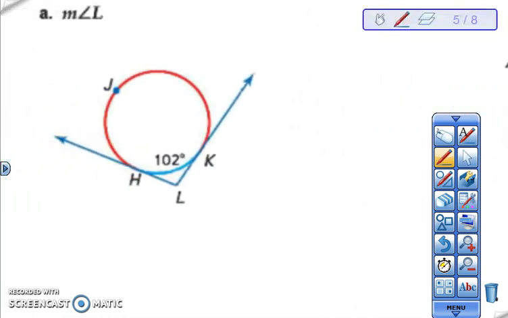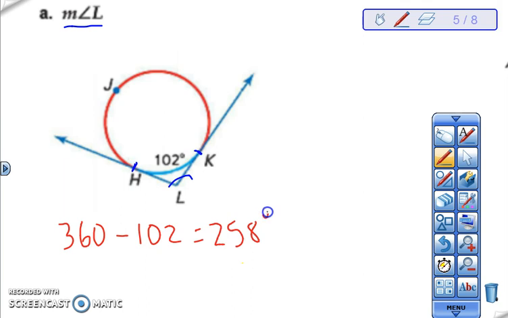So I'm looking for angle L. Notice L hits the circle at H and K, and so there's our two arcs. However, I notice only one arc is labeled. So I'm going to have to figure out the arc from JHK. So if I take 360 subtract out the 102, tells me 258 degrees goes here.